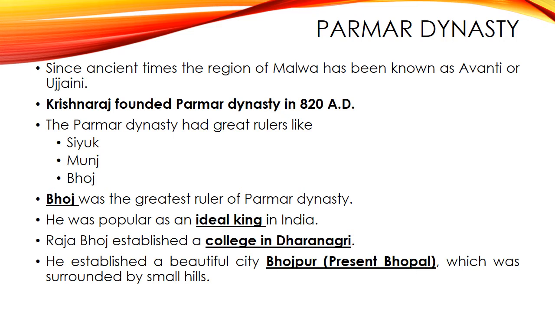Parmar dynasty. Since ancient times, the region of Malwa has been known as Avanti or Ujjaini. Krishnaraj founded Parmar dynasty in 820 AD. The Parmar dynasty had great rulers like Siyuk, Munj, Bhoj. Bhoj was the greatest ruler of Parmar dynasty. He was popular as an ideal king in India. Raja Bhoj established a college in Dharanagri. He established a beautiful city, Bhojpur, present Bhopal, which was surrounded by small hills.